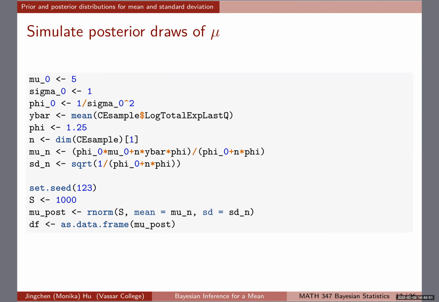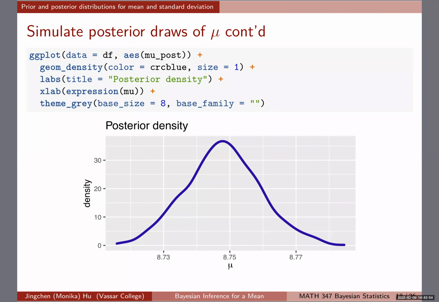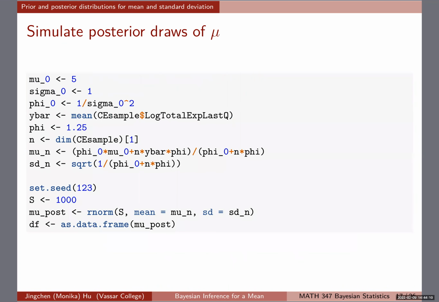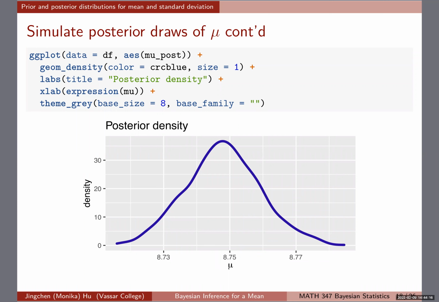So I think I have an illustration of the posterior density. You can see that I centered something around 8.74 maybe, yeah. And I think mu zero is 5, I guess. I don't know the y bar off the top of my head, but it's calculated once you get the data. So this is the final posterior density of this mu.